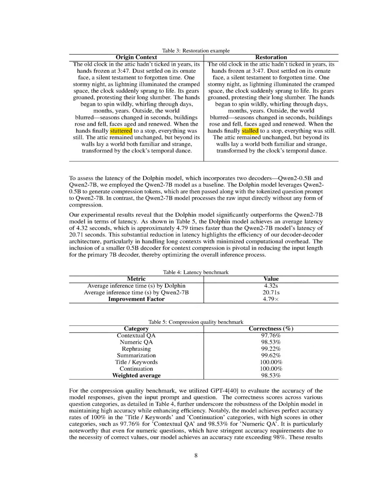The Dolphin model achieved a significant latency improvement, with an average latency of 4.32 seconds, which is approximately 4.79 times faster than the Qwen 2-7B model's latency of 20.71 seconds. In terms of accuracy, Dolphin maintained high correctness scores across various question categories, achieving perfect accuracy rates of 100% in title, keywords, and continuation categories, and high scores of 97.76% for contextual QA and 98.53% for numeric QA.